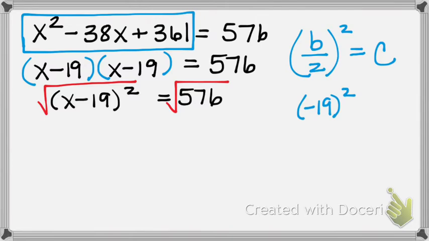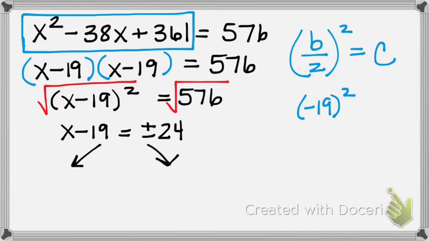I believe it's 24. Is that right? So remember that this is plus and minus 24. So we have x minus 19 equals positive and negative 24. So let's go ahead and separate that into 2 equations.